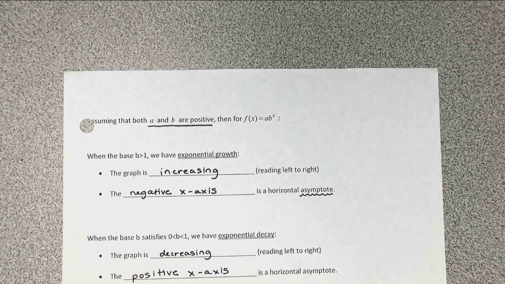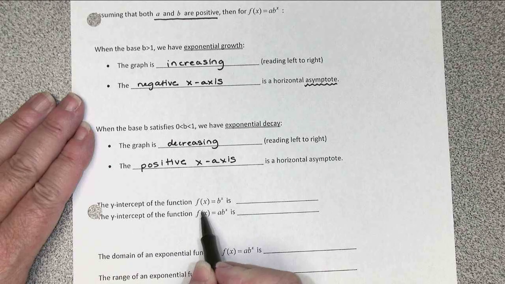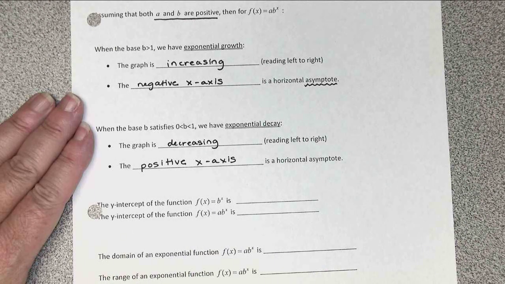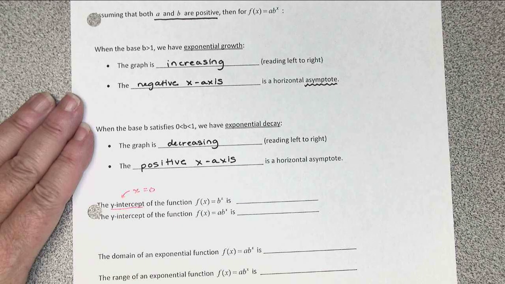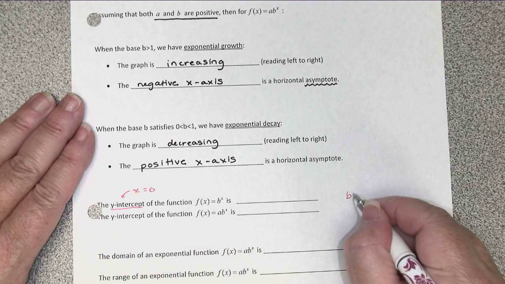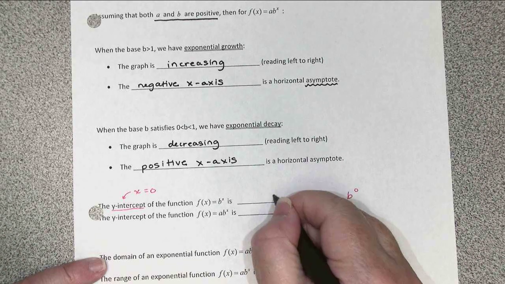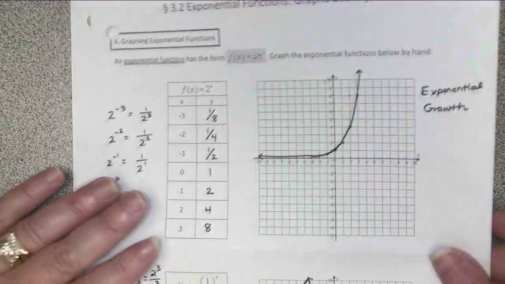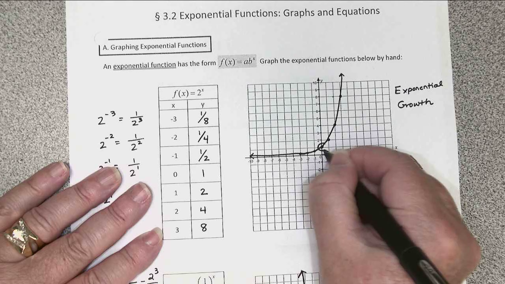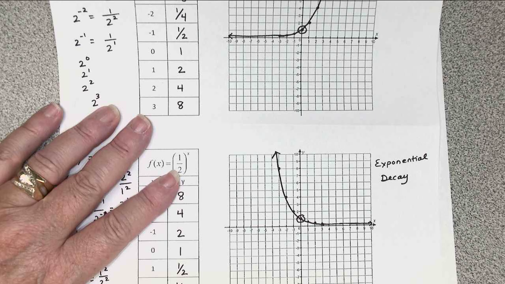All right, let's talk a little bit more about these. The y-intercept of the function f of x equals b to the x is actually always the same. Remember that for a y-intercept, we always want to plug in x equals 0. So if I plugged in 0 for x, I'm going to get b to the 0 power, and of course that's going to be 1. So the y-intercept of those functions is always 1. Notice on my graphs, there was that y-intercept of 1. And there again, that y-intercept of 1.